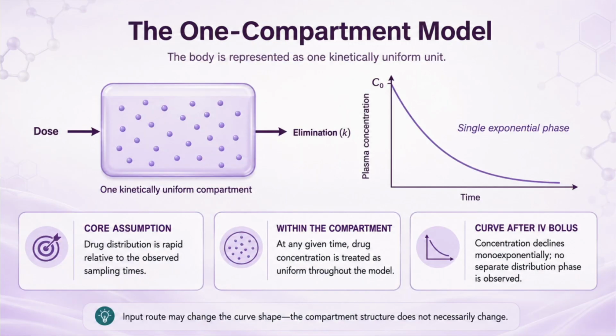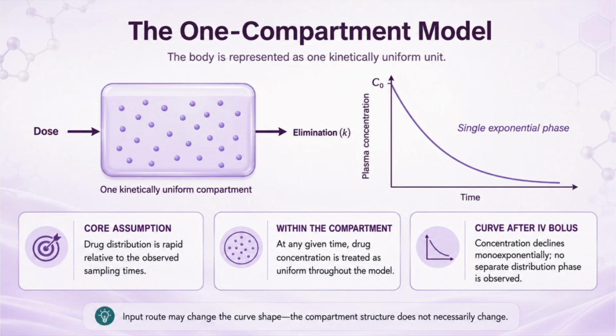In the one-compartment model, the body is represented as one kinetically uniform unit. After the drug enters systemic circulation, its distribution is assumed to occur rapidly relative to the sampling times. As a result, a separate distribution phase cannot be distinguished in the observed plasma data. At any particular time, the measured plasma concentration is assumed to represent the concentration pattern of the entire modeled compartment. Drug is then removed from this compartment through elimination.